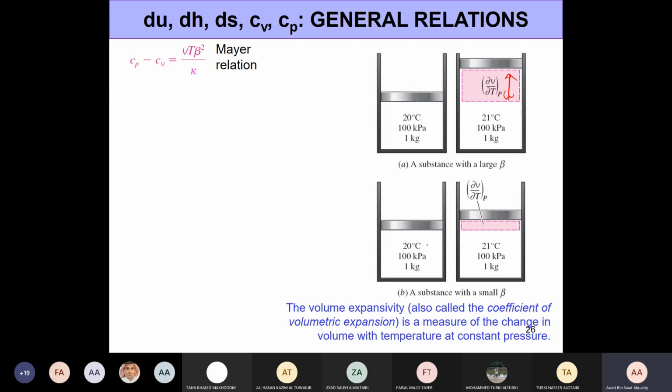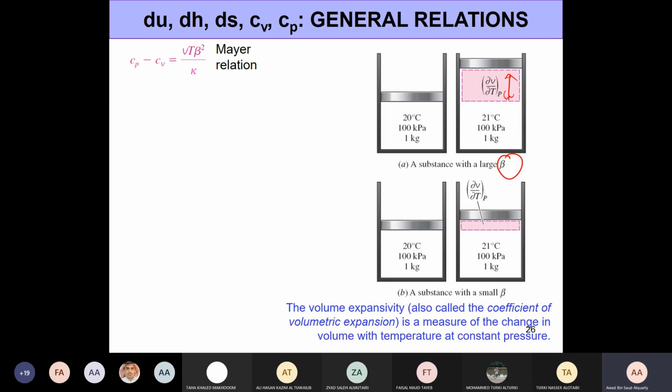So this property, which is called beta, the volume expansivity or the coefficient of volumetric expansion, is again something that's used to identify certain materials, right? Used to identify materials for applications.